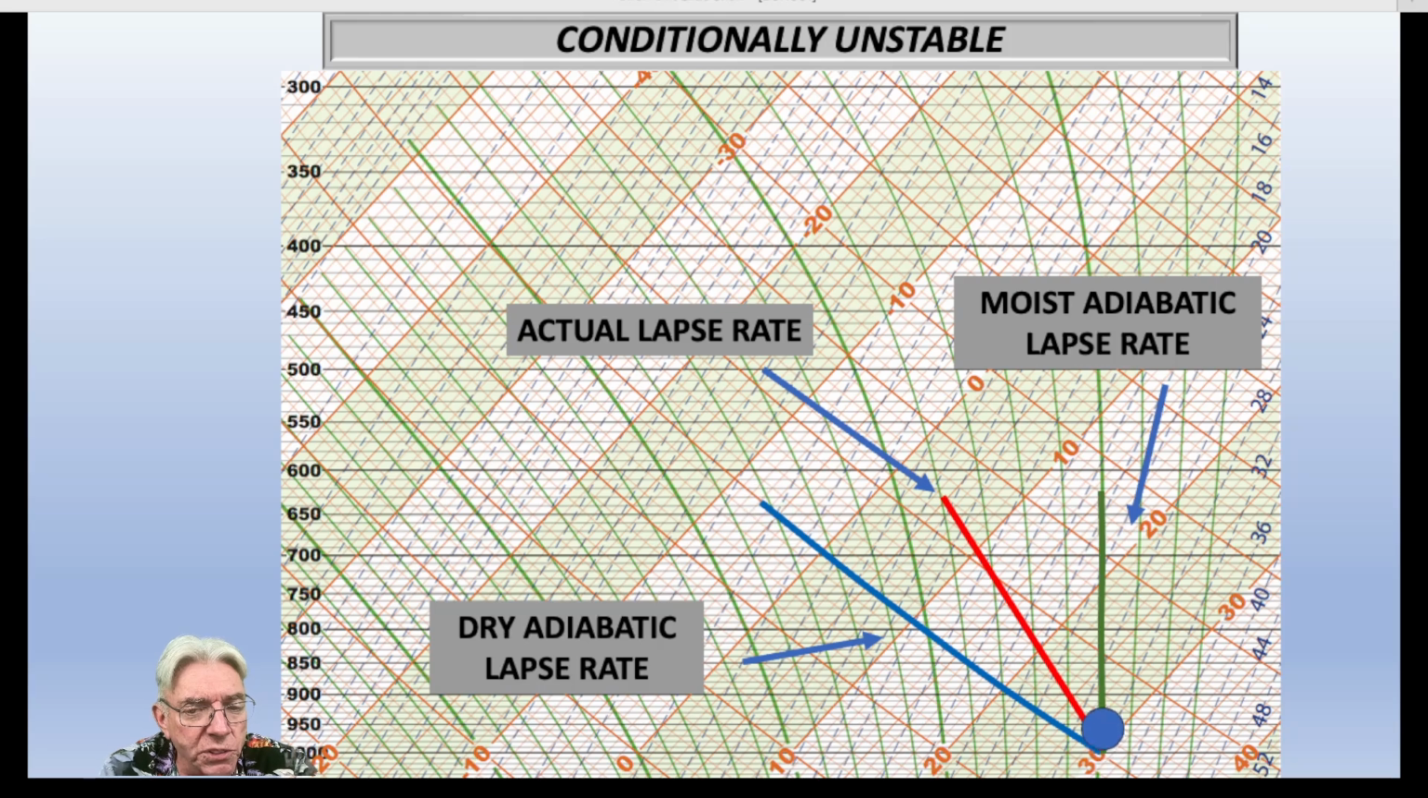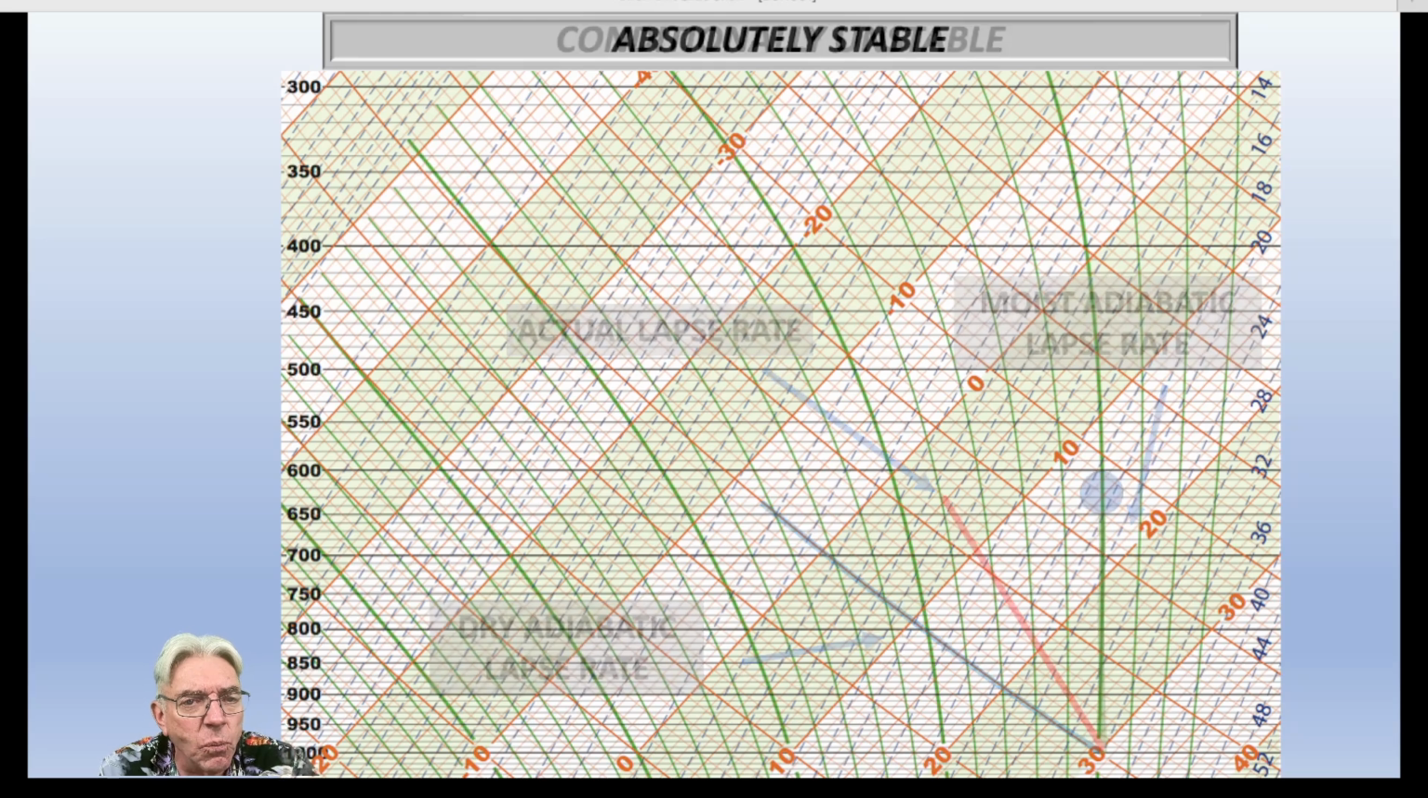However, if the air parcel is saturated, it's going to move along the moist adiabatic lapse rate, and it is going to be warmer than the environment, the actual lapse rate. And so therefore the force of buoyancy would drive that air parcel at a quicker and quicker rate. In other words, it would be accelerating upwards. So in a conditionally unstable environment, the actual lapse rate is between the dry adiabatic lapse rate and the moist adiabatic lapse rate. And then we have what's called an absolutely stable environment.